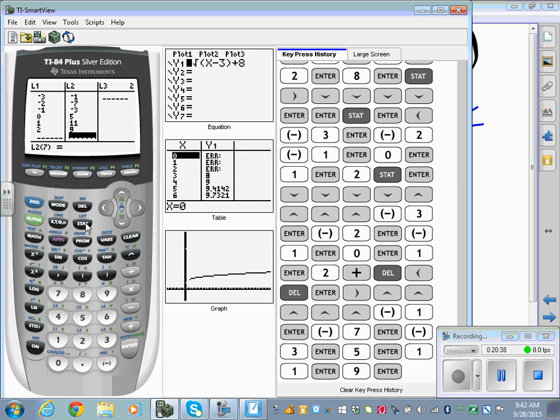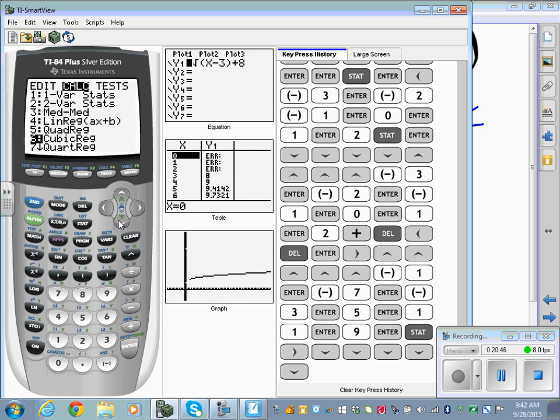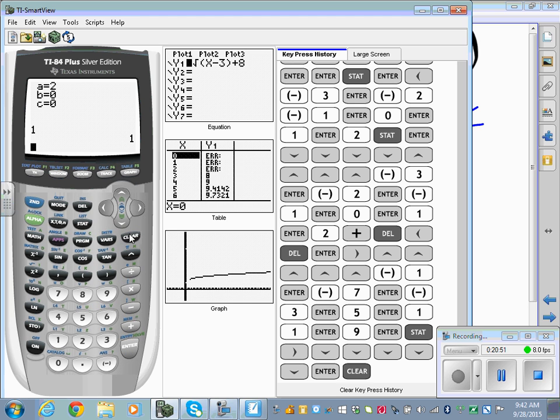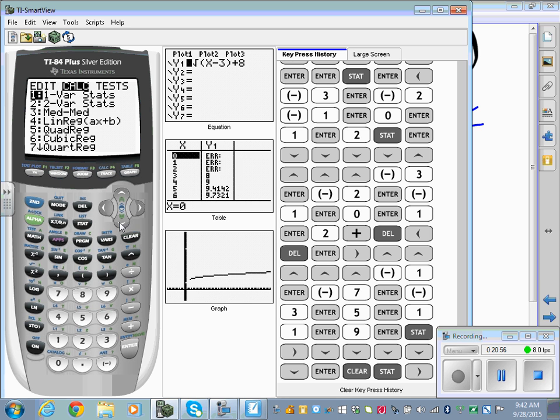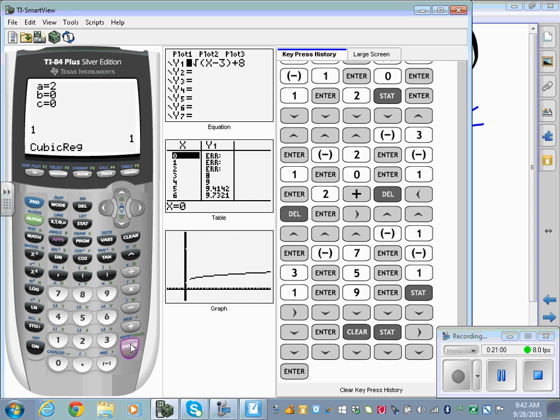Okay, so then you hit the stat key, then over to calculate this time, and then scroll down. This time it's a cubic regression line. It's degree 3, so you hit enter. Stat, calculate. It's so hard to type on these. Cubic regression line. I hit enter. Now it gives you, cubics have the form y is equal to ax cubed plus bx squared plus cx plus d. Then it gives you a is equal to -1, b is equal to -1, c is equal to 8, d is equal to 5.